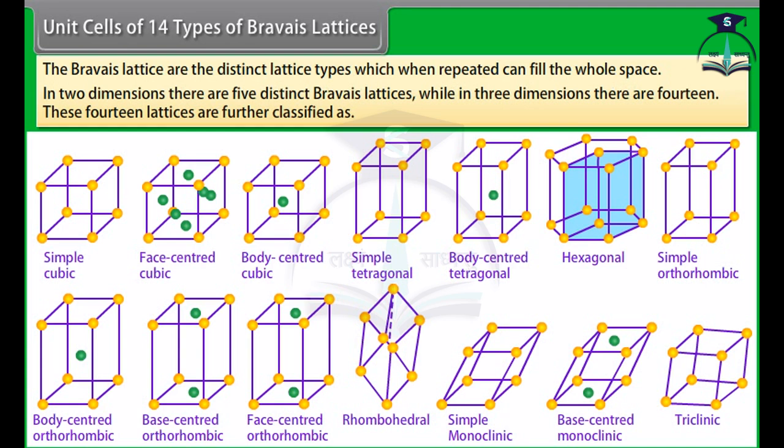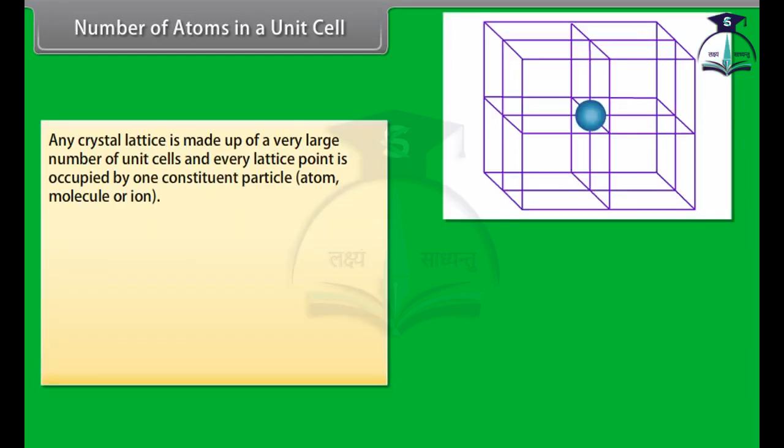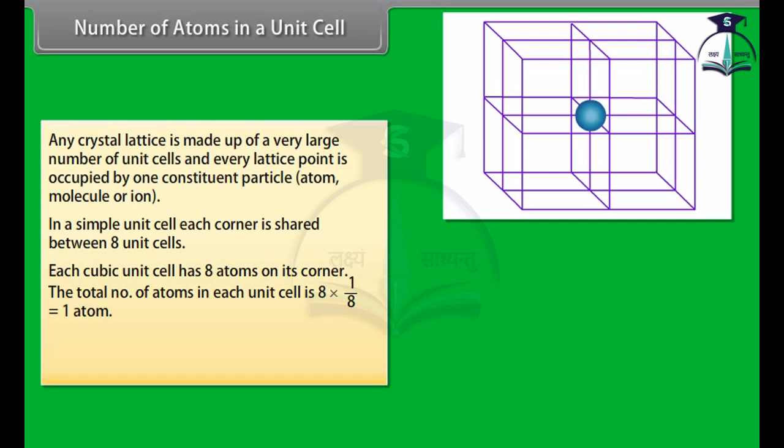These 14 lattices are further classified by the number of atoms in a unit cell. Any crystal lattice is made up of a very large number of unit cells, and every lattice point is occupied by one constituent particle: atom, molecule or ion. In a simple unit cell, each corner is shared between 8 unit cells. Each cubic unit cell has 8 atoms on its corners. The total number of atoms in each unit cell is 8 into 1 upon 8, which is equal to 1 atom.